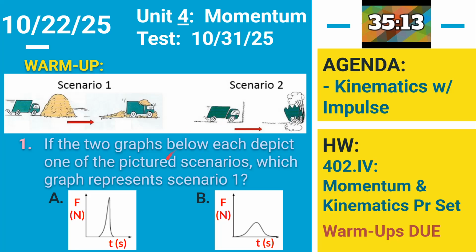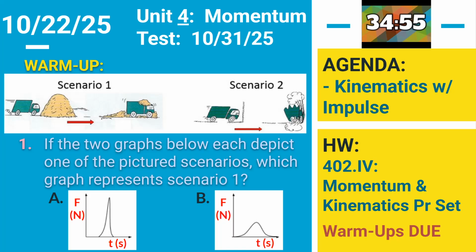And so it's saying here that these two graphs, A and B, one of them represents scenario 1 and one of them represents scenario 2. So with that in mind, if that's true, which one has to be scenario 1, A or B? Does anybody have a guess? Or maybe you know. What do you think?